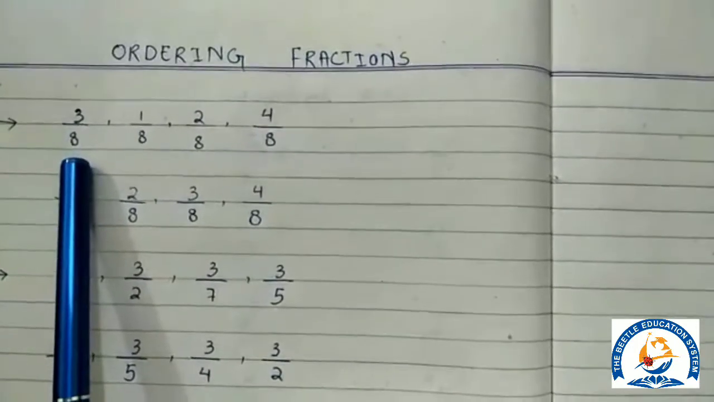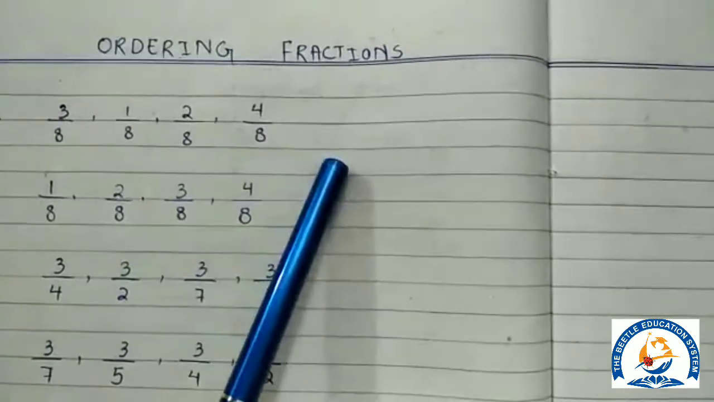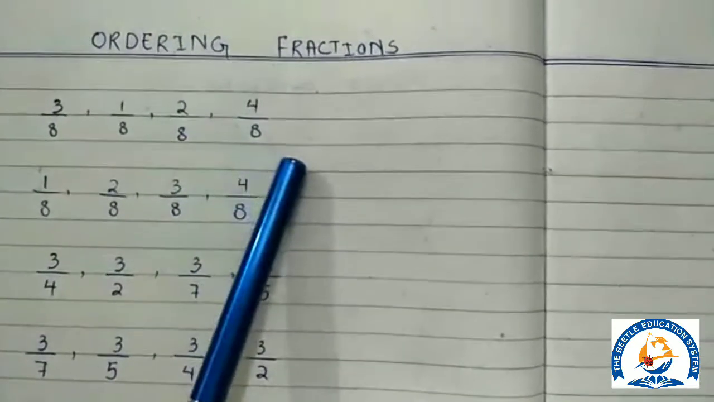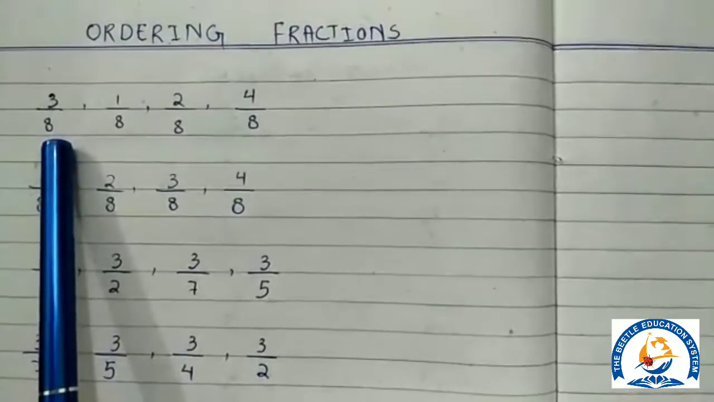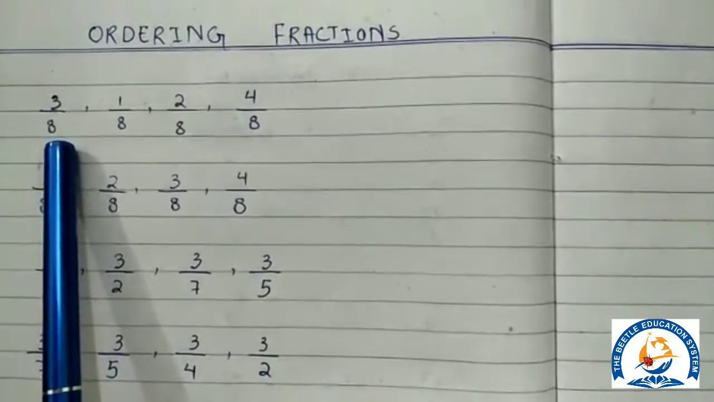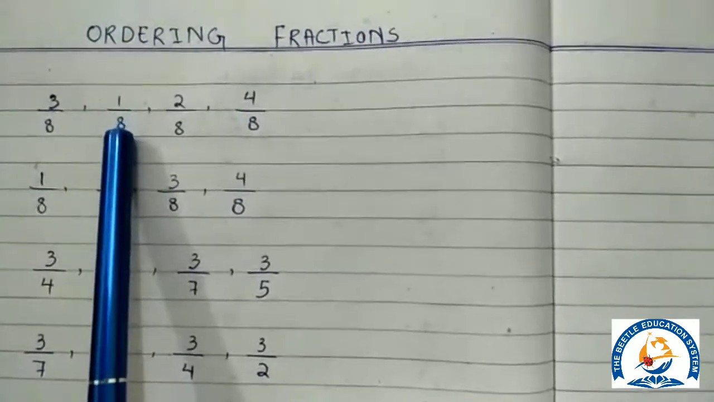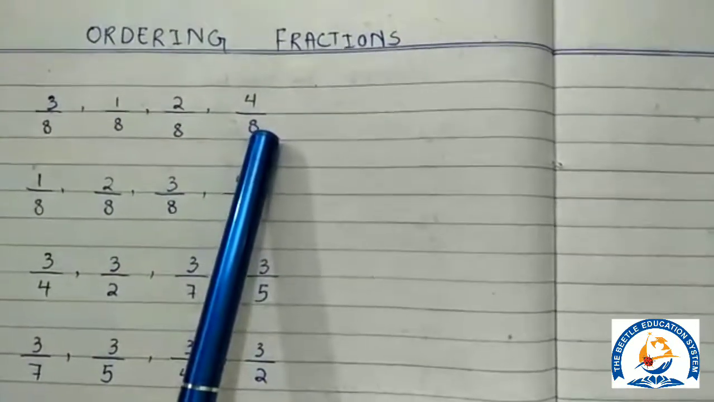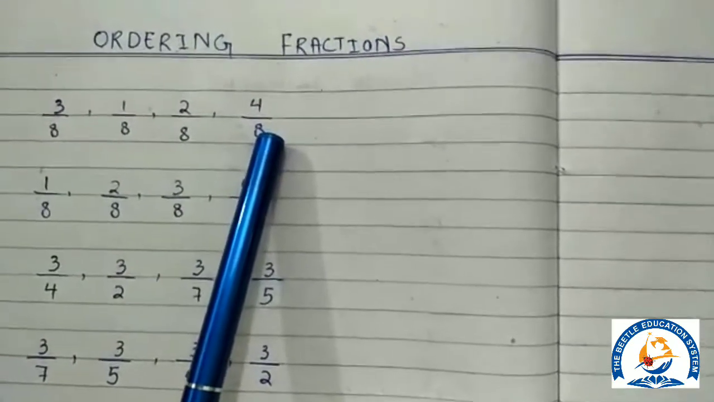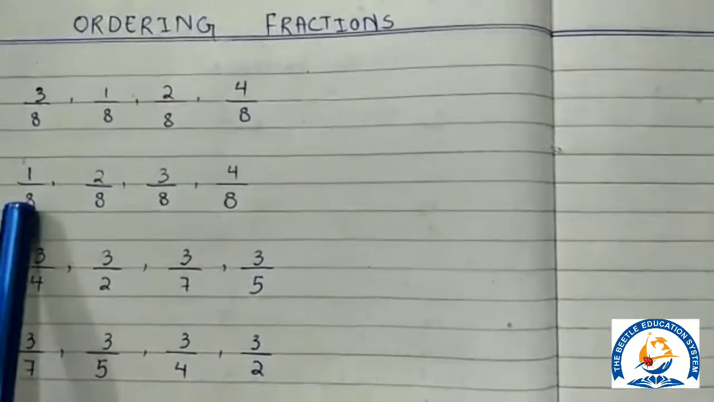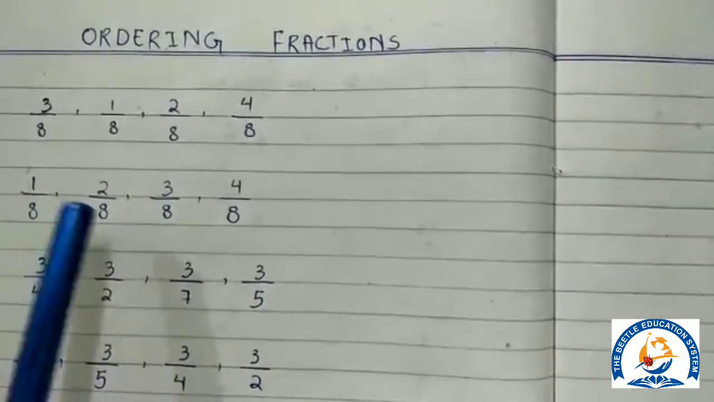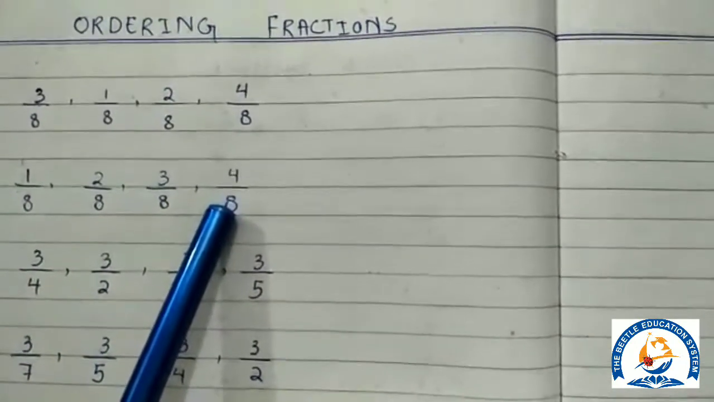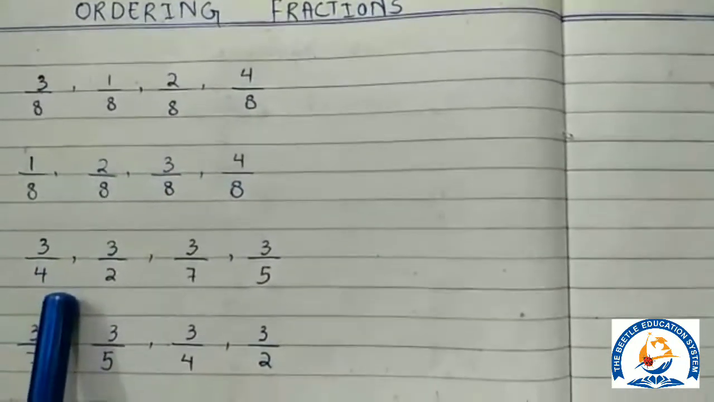Look at here. Here are some fractions with the same denominator. All these fractions have 8 in their denominator. So the rule is very simple. The fraction which has the smallest numerator is the smallest fraction, and the fraction which has the greatest numerator is the greatest fraction. So 1 upon 8 is the smallest, then 2 upon 8, then 3 upon 8, and then 4 upon 8.